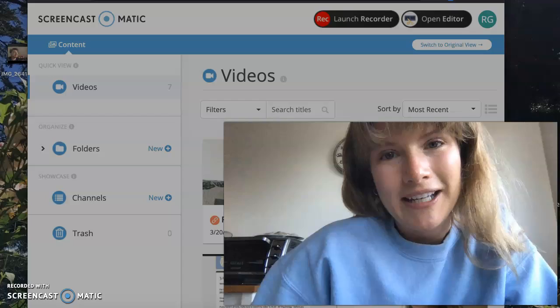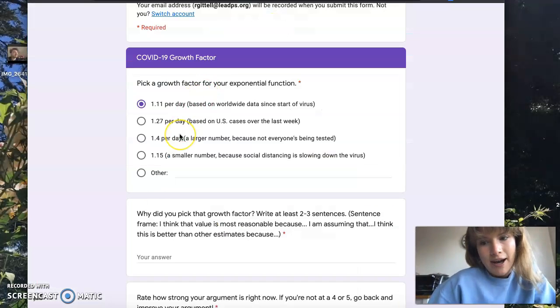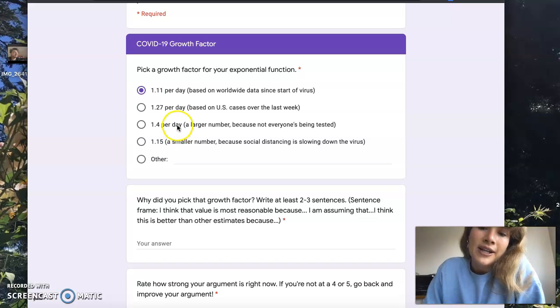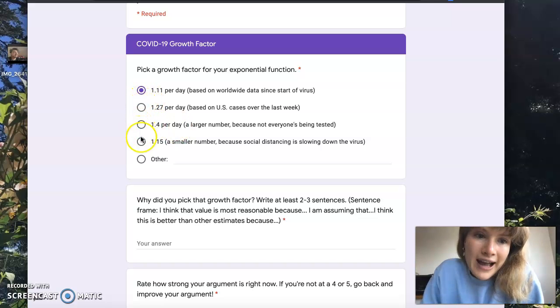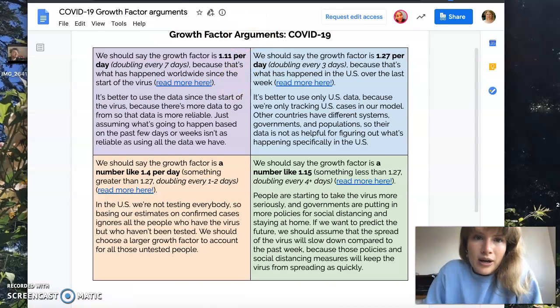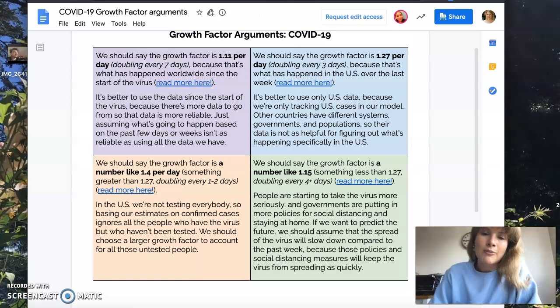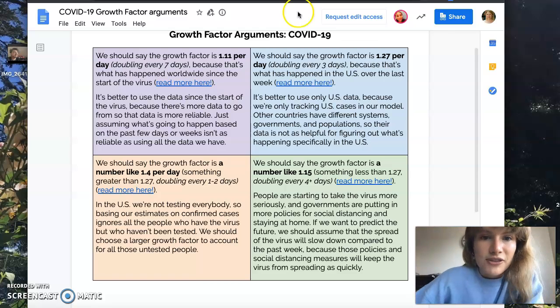I'm going to make a quick video to help you with your algebra lesson for this week. So starting with your cool down, you're going to be picking a growth factor for your exponential equation for COVID and then justifying it. On your day 4 lesson, if you're modeling COVID, you're going to open up that document, and I'm just going to read through some of these arguments and then think about which one I want to use for my cool down.